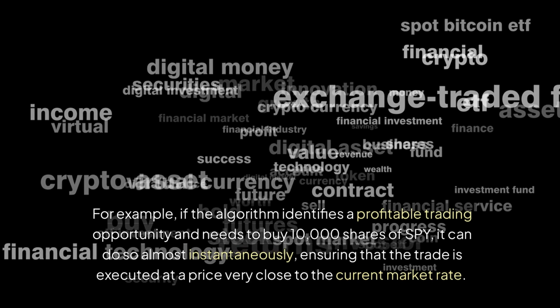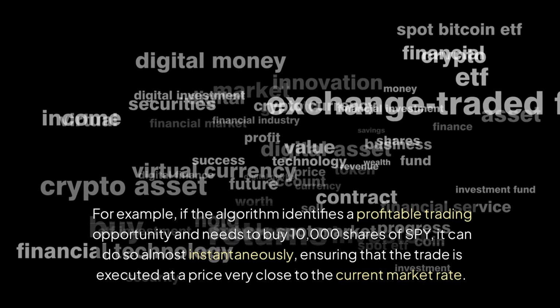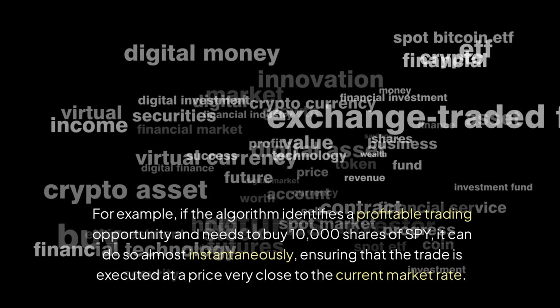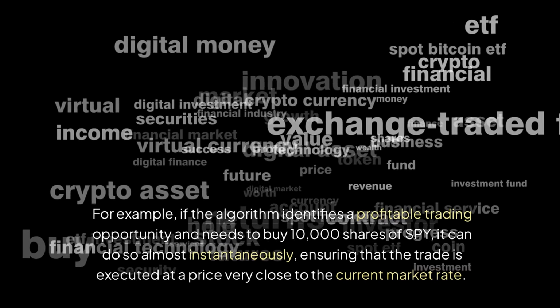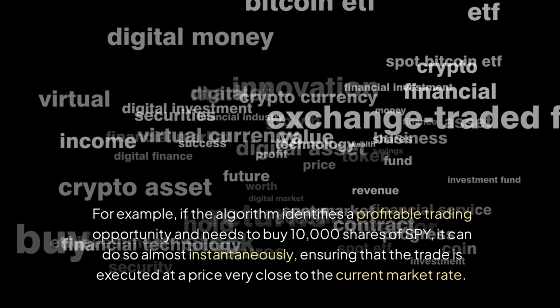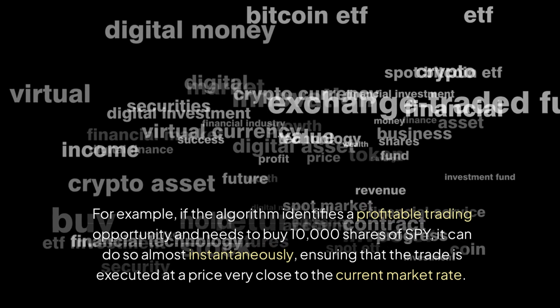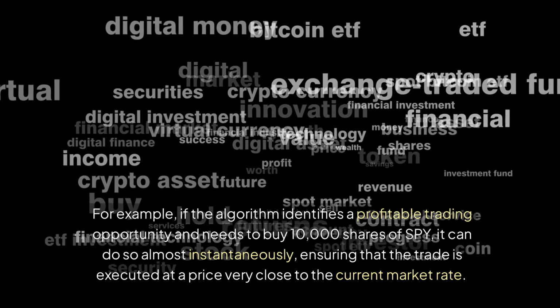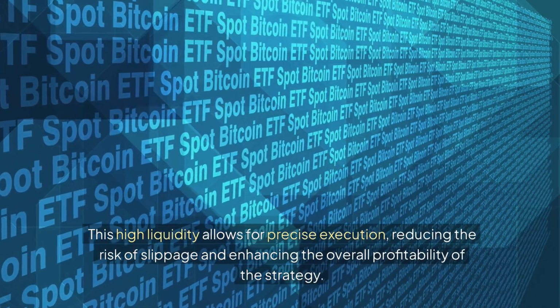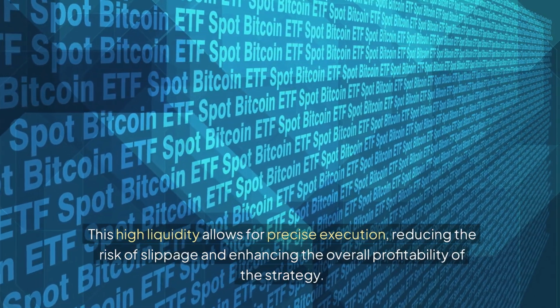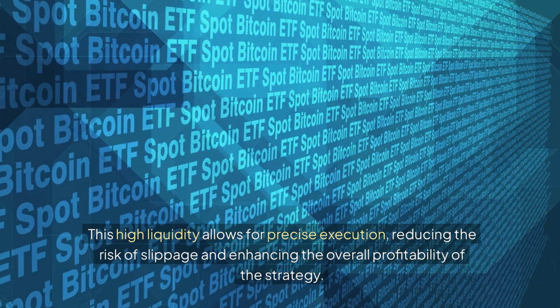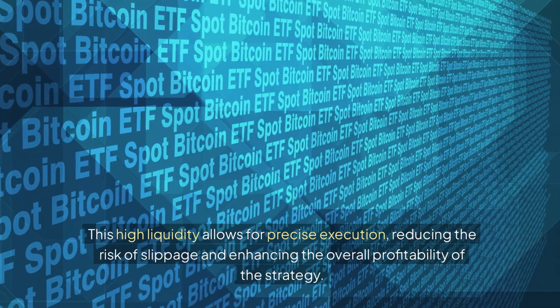For example, if the algorithm identifies a profitable trading opportunity and needs to buy 10,000 shares of SPY, it can do so almost instantaneously, ensuring that the trade is executed at a price very close to the current market rate. This high liquidity allows for precise execution, reducing the risk of slippage and enhancing the overall profitability of the strategy.